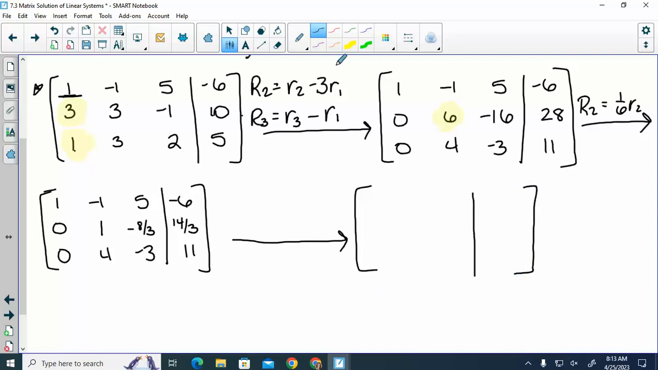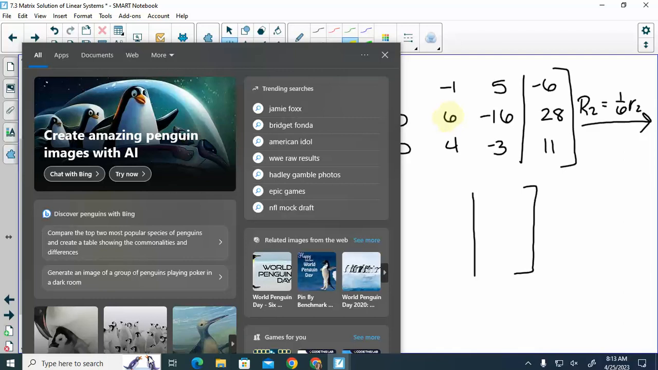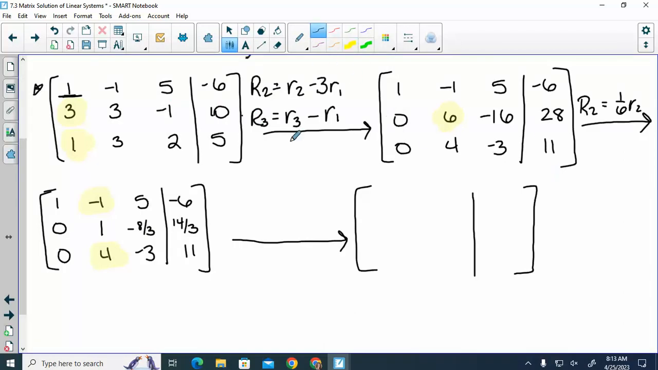Okay. What do we need next? 0 in column 2. Everything else has to be a 0. To get those zeros, we are going to use row 2 because we just turned that into a 1.